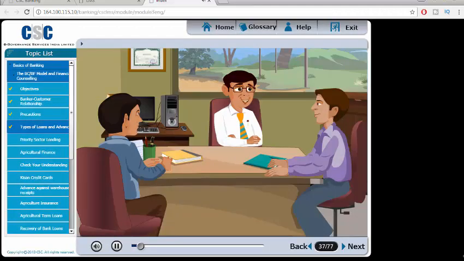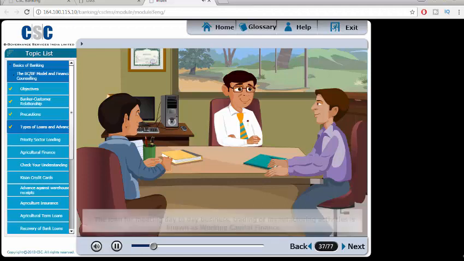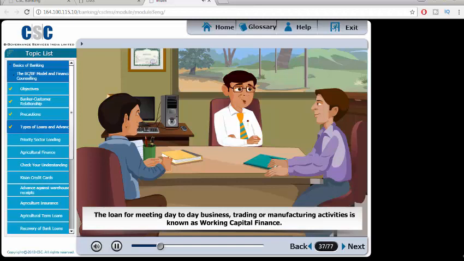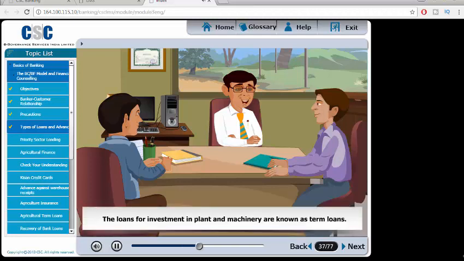The type of loan that a borrower needs depends upon the need of the borrower. The loan for meeting day-to-day business, trading or manufacturing activities is known as working capital finance. These loans take the form of cash credit or overdrafts. The loans for investment in plant and machinery are known as term loans.